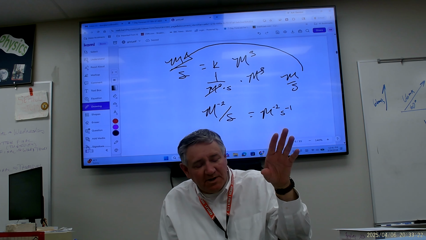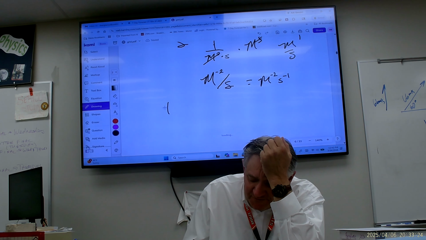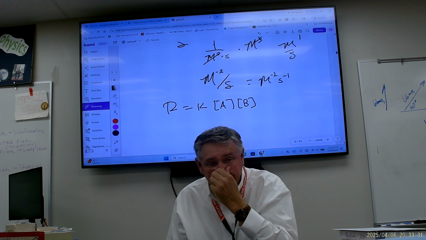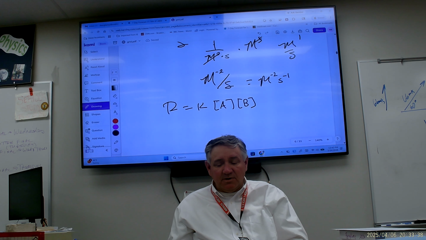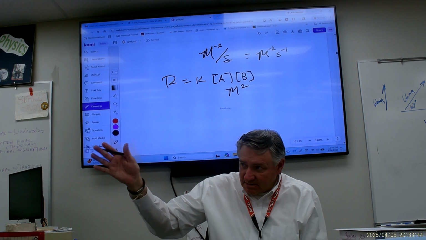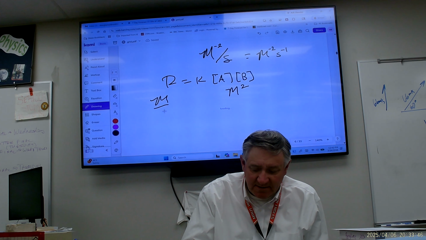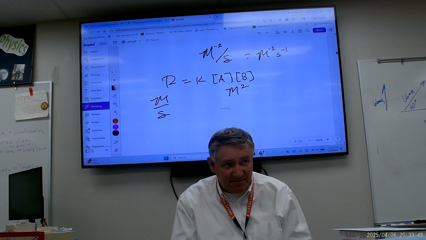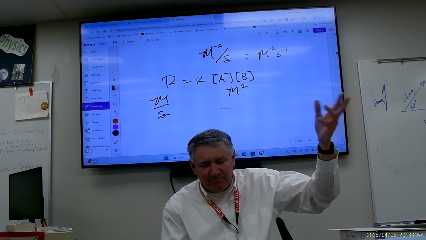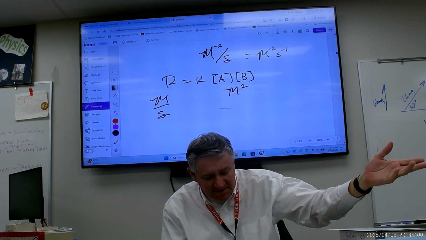Now, let's play the what if game. If it had been first order with respect to A and first order with respect to B, nothing was second, it was first order with respect to each one. So this would be molarity squared, because it's molarity times molarity. My rate, in case you haven't figured this out, any rate has to be molarity per second. There's no variation on the rate units. That's always molarity per second. Might be molarity per hour if it's a slow reaction, but generally it's molarity per second.